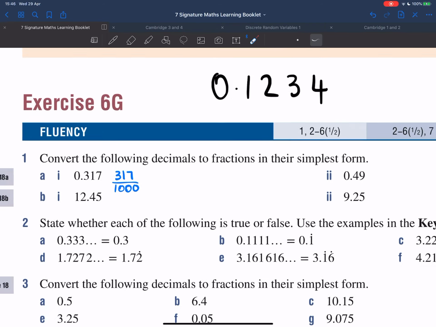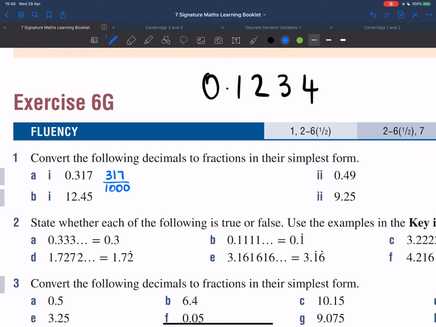So let's do the second one, see if you can get into a bit of a rhythm here. The next one's 0.49, right? So we write the whole number, just 49. We just write these two numbers. And then we write on the bottom, well, are they 49 thousandths? No. There's only 2 numbers here. So they are tenths. So 49, sorry, not tenths, I beg your pardon, hundredths. So 49 hundredths.